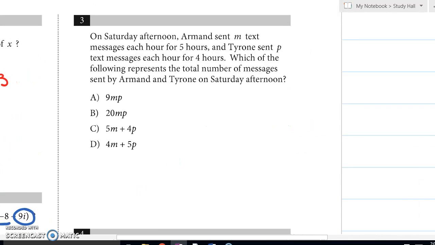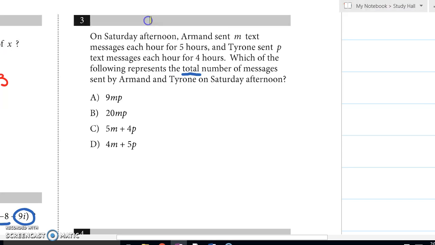Okay, number 3. On Saturday afternoon, Armin sent M text messages each hour for 5 hours. Tyrone sent P text messages each hour for 4 hours. Which of the following represents the total number of messages sent? So total number usually means that you're adding the two.